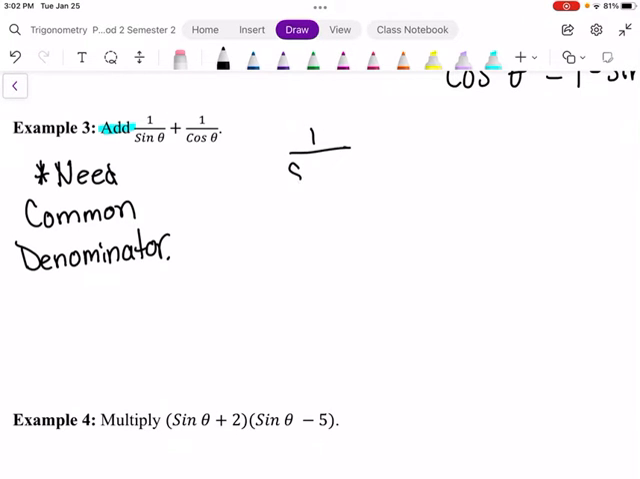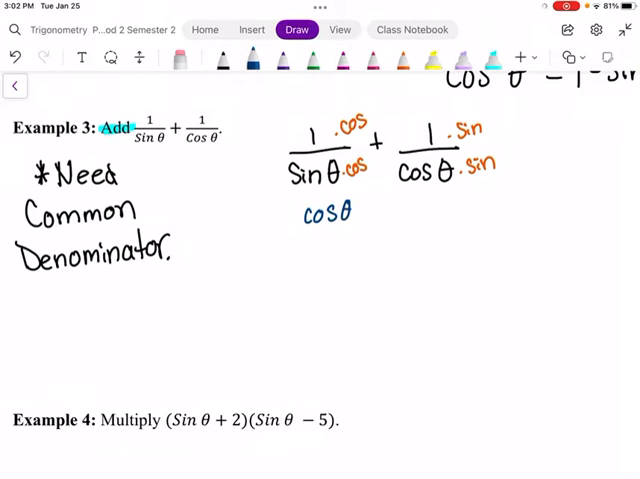So for this one, we start with 1 over sine theta plus 1 over cosine theta. So we are going to get a common denominator, and the easiest way to do that is to multiply by the opposite denominator. So if we do that, we're going to end up with cosine theta over sine theta cosine theta plus sine theta over cosine theta.